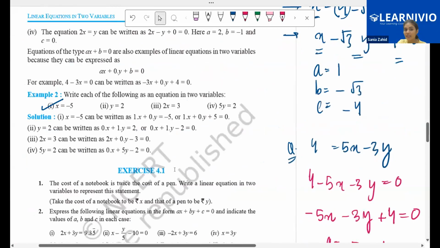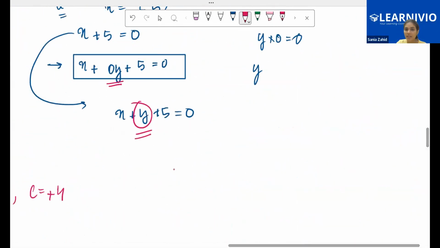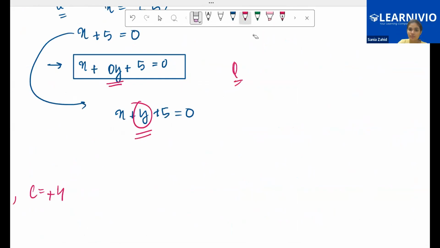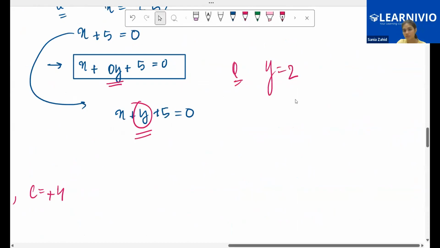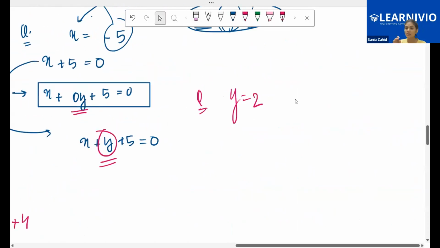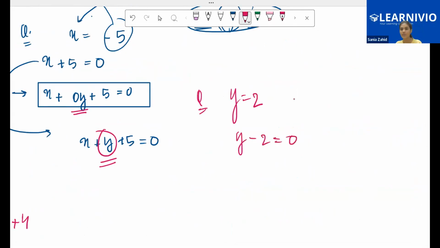So now, if you have the term y is equal to 2, now you children will tell me how I will write it as the general equation. I will transpose it, so I have y minus 2 is equal to 0. So a will be 1, b will be 0, and c will be minus 2. Okay, Abdullah, what is a? What is the meaning of a? And what is the meaning of b then?